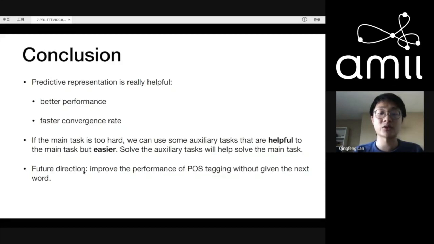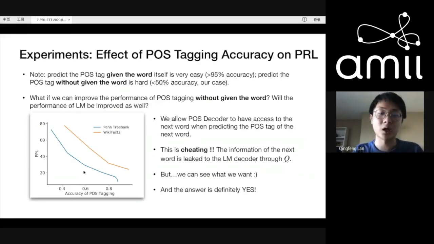And if the main task is too hard, sometimes we can find some useful auxiliary tasks that are helpful to the main task, but easier. So by solving the easier tasks, we can help solve the main task, at least part of it. And for future direction, as indicated in these experiments, the rest we can do is to try to improve the performance of POS tagging without giving the next word.